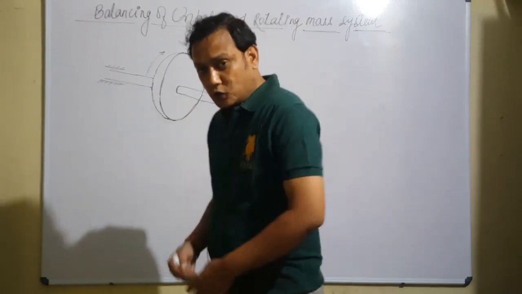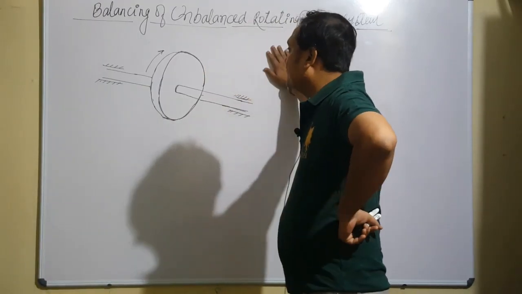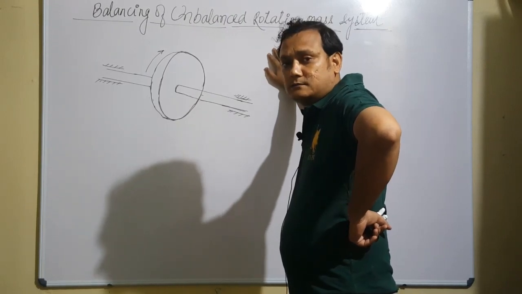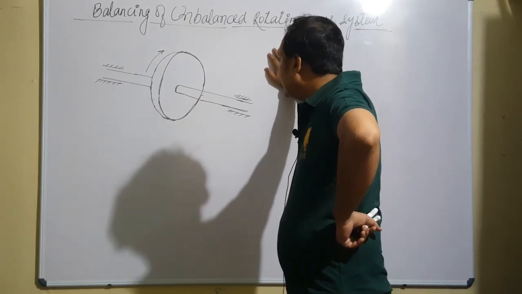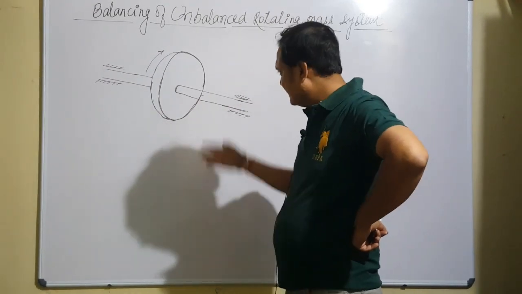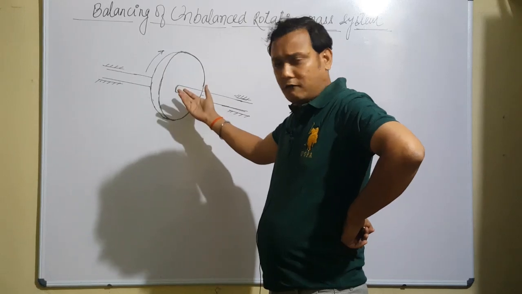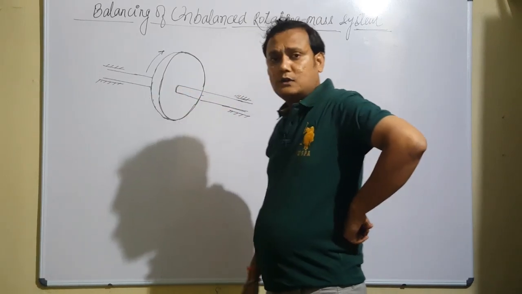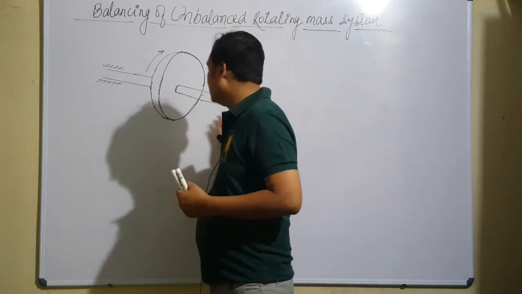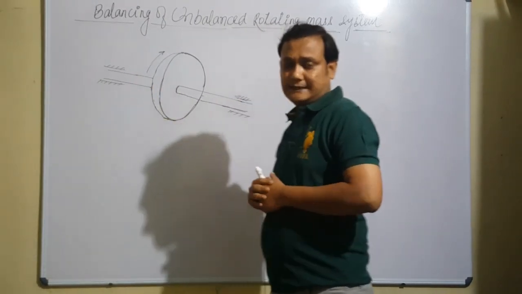Let's go. So to understand it, I have taken a circular disc on a shaft. Just imagine the disc is placed at the mid of the shaft, and this shaft is supported at both its ends.